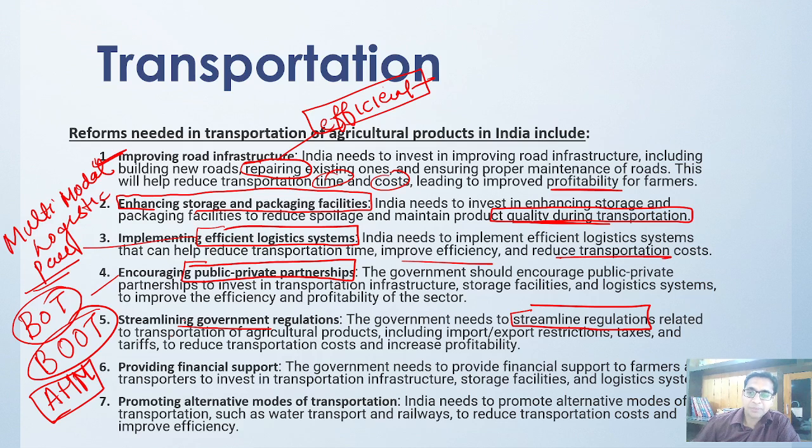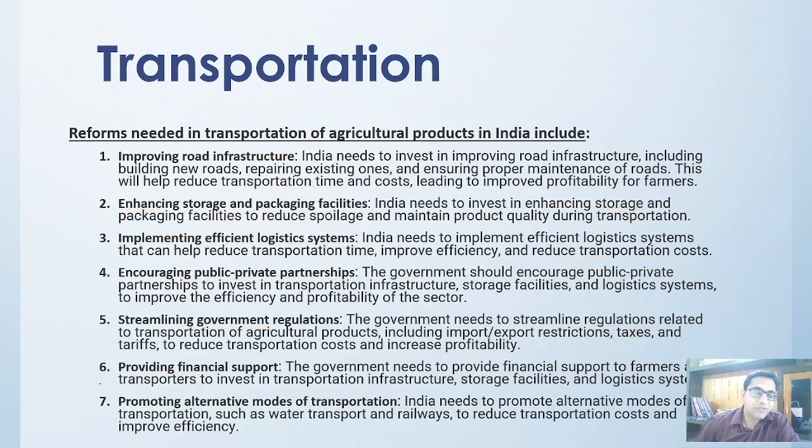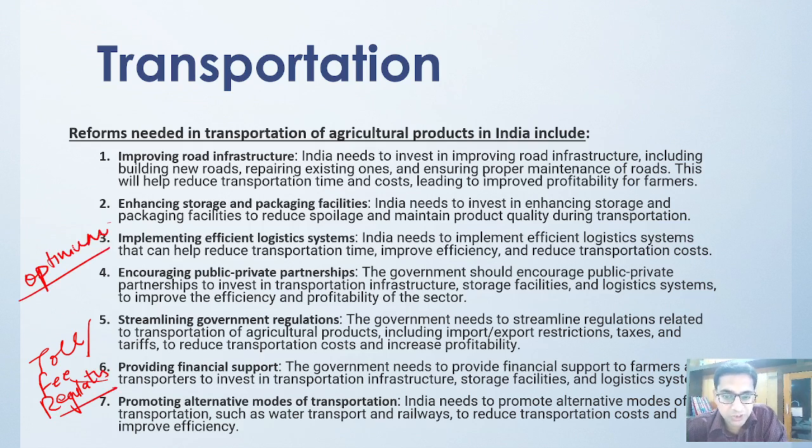Providing financial support to farmers and transporters is also needed, because transporters are having a lot of issues related to various types of toll areas, various types of fees, and various types of regulations they have to follow. So these need to be very optimum. Regulation for the transportation sector should not be very high and stringent. It should be optimum and reasonable, right?